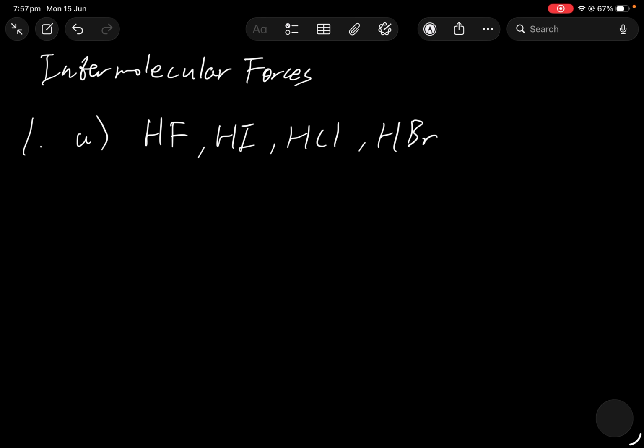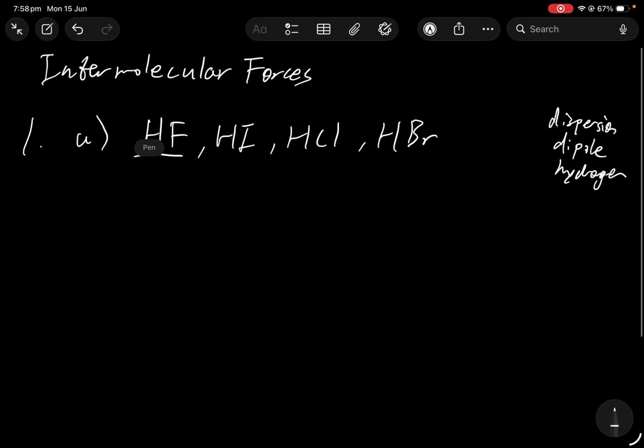So first, there are three types of bonds, right? There's dispersion, dipole, and also hydrogen bonds. Let's start with the periodic table. Hydrogen bonds only happen with a hydrogen and also a nitrogen, oxygen, or fluorine. So let's check if it happens here. We have a fluorine with a hydrogen, so that is a hydrogen bond.